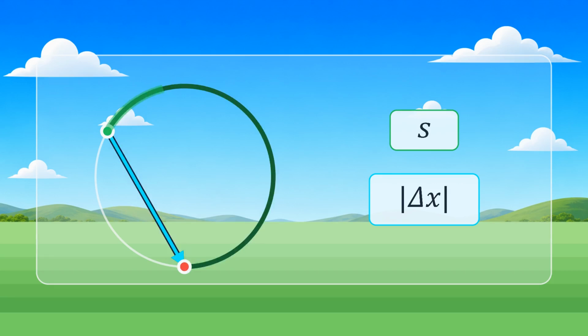Watch both quantities together. The green curve shows the actual path. The blue arrow connects the same start and finish directly. The distance traveled is the arc length. The magnitude of displacement is the straight separation.